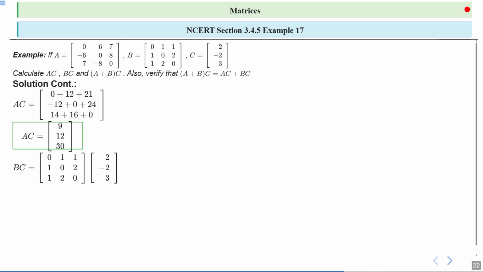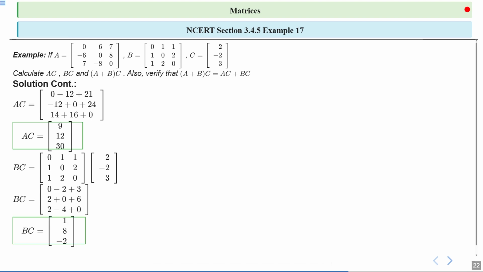Right? Now matrix BC. B and C are given, so we will multiply [0, 1, 1; 1, 0, 2; 1, 2, 0] with [2; -2; 3]. After multiplication we will get BC equal to 0 minus 2 plus 3, 2 plus 0 plus 6, 2 minus 4 plus 0. So matrix BC will be equal to 1, 8, -2. Clear?